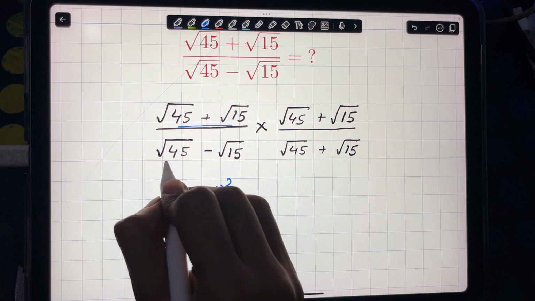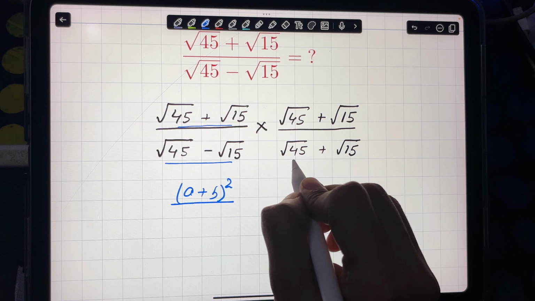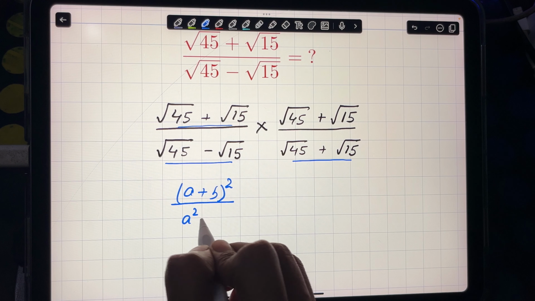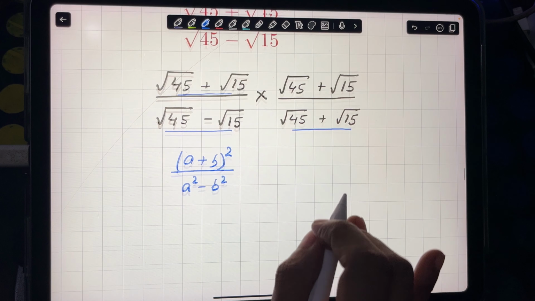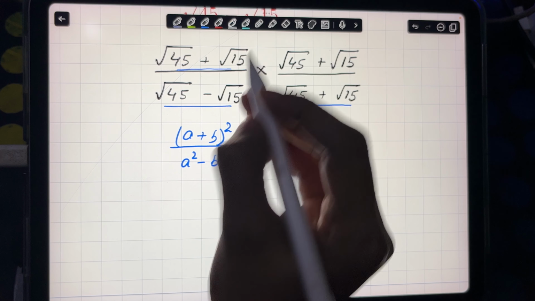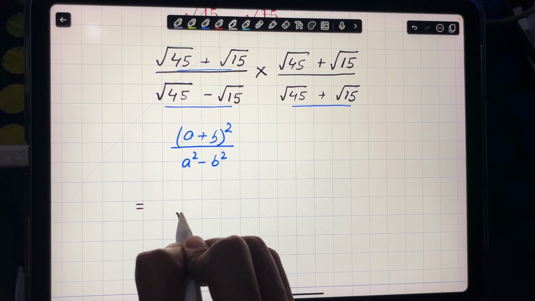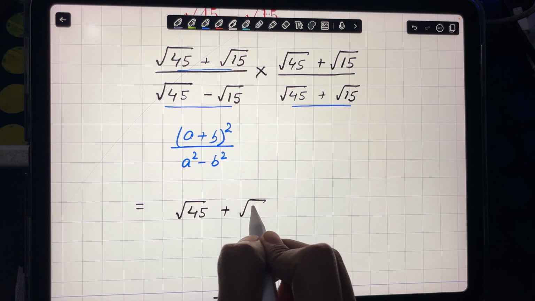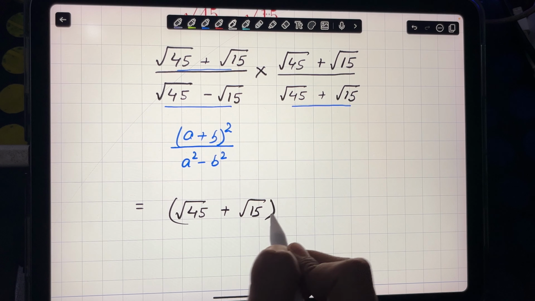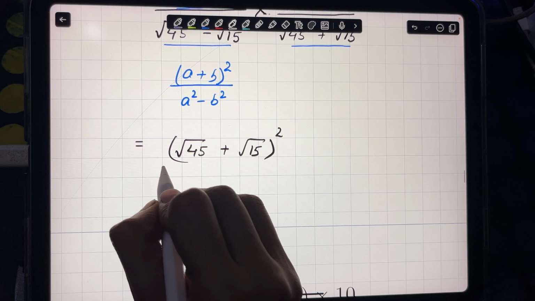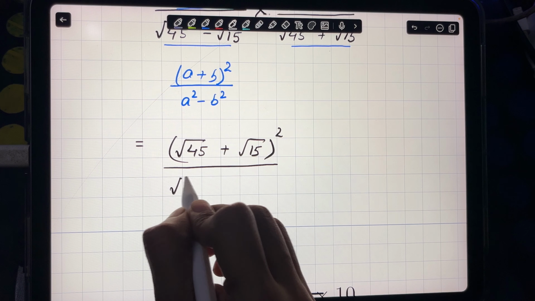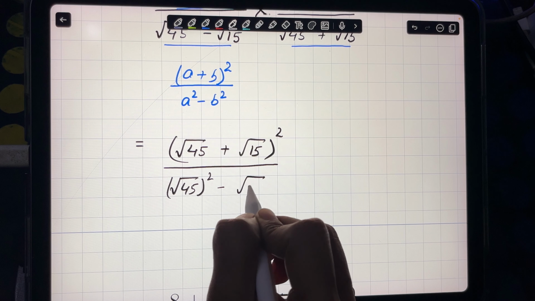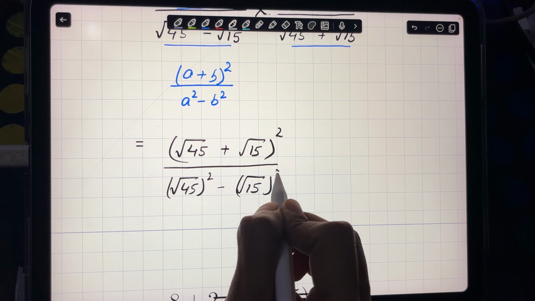Then upon, and this is in the form of a minus b times a plus b, so it is in the form of difference of squares, so it is a squared minus b squared. So let's write it like this: square root of 45 plus square root of 15 whole squared upon square root of 45 squared minus square root of 15 squared.